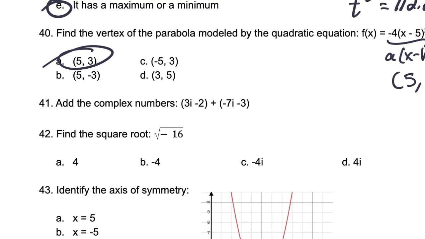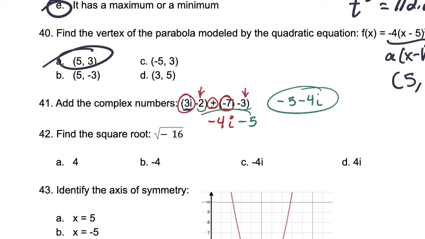Here's one we haven't seen before. This is a complex number problem. I will tell you this. This is the complex part, or the imaginary part, the part with the i. And this is the real part. And to add complex numbers, so that's an addition, you add the imaginary parts. So 3 minus 7, or plus negative 7, is negative 4. And that's the imaginary part, so you put i next to it. And then you add the real parts, the negative 2 plus negative 3, negative 5. And that's your answer.